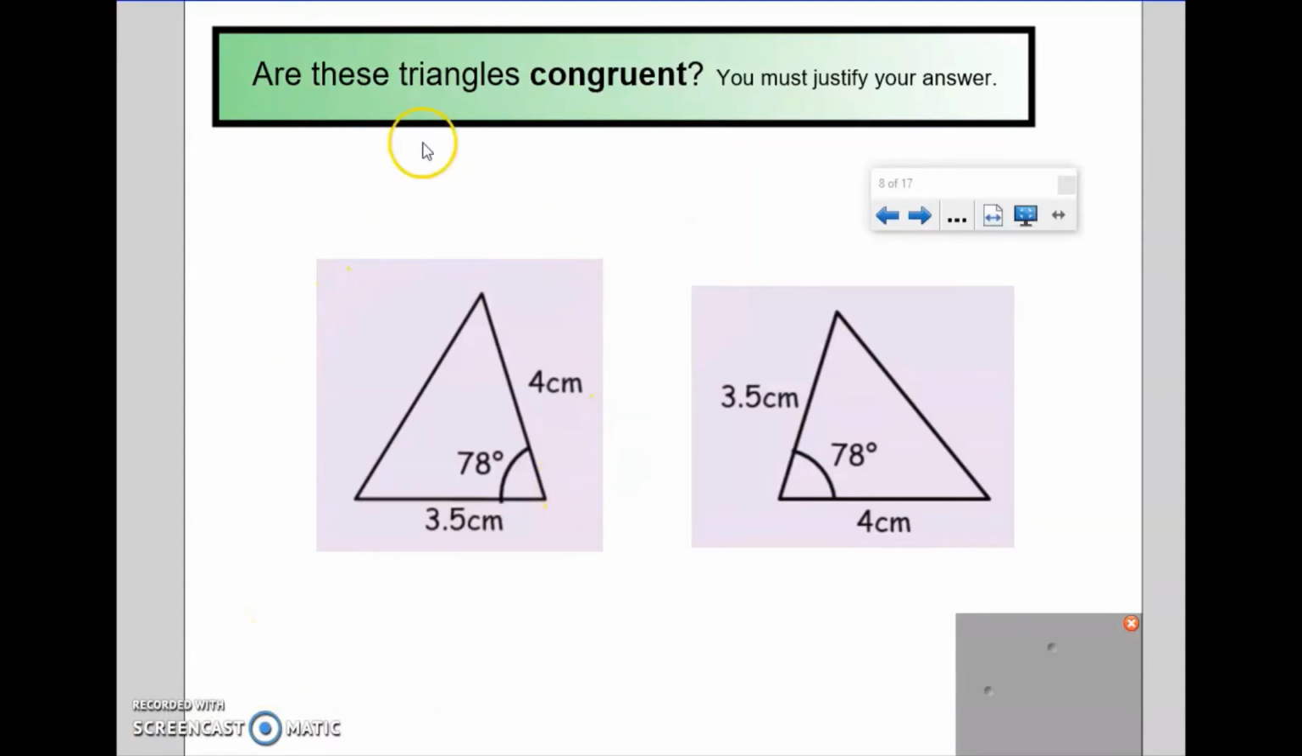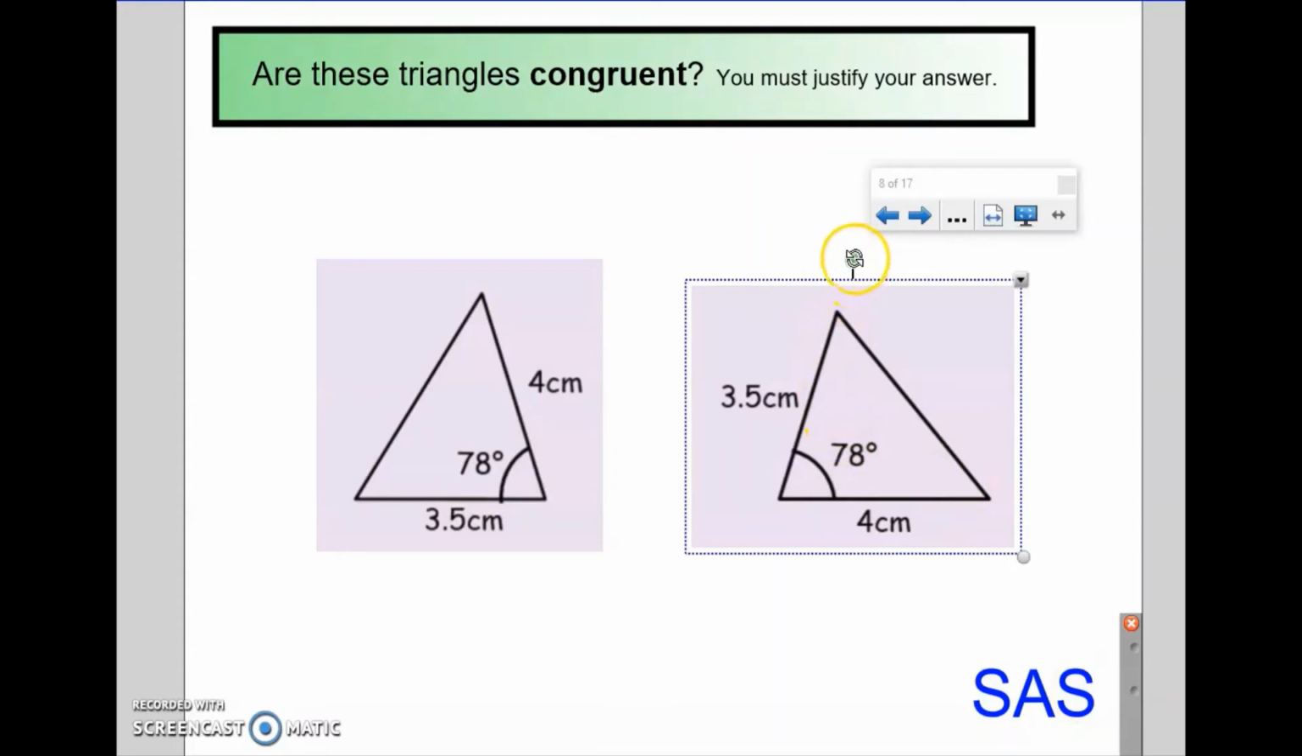Here is another question. So the question remains the same. Are these triangles congruent? So if I have a look at these two triangles, I've got a side of 4 centimeters, a side of 3.5 centimeters, and the angle enclosed, the angle in between those two sides, is 78 degrees. 3.5, 4, and the angle inside is 78 degrees. So I'm going to again say yes, these triangles are congruent, and my justification is SAS, side, angle, side.